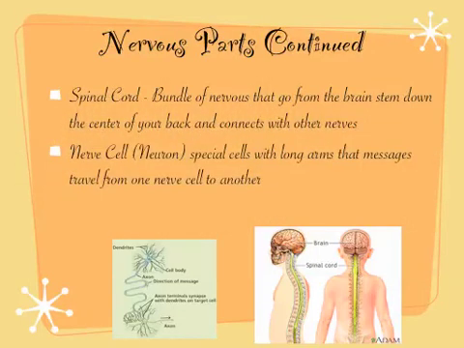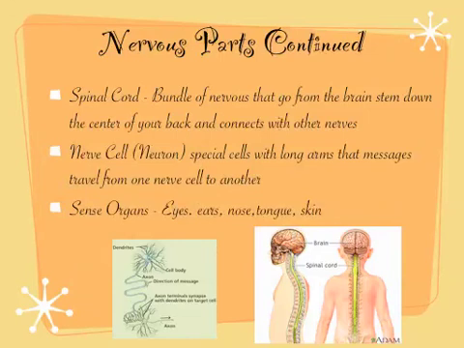Another part of the nervous system is a nerve cell, and we call these nerve cells neurons. They're very special cells. They have these long arms, and messages travel from one nerve cell to the other. You can see the picture below. The final part of the nervous system are your sense organs. So remember, a purpose is that the nervous system can sense change and respond to it. In order to sense change, you need these sense organs. So eyes, ears, nose, tongue, and skin are all organs that help you sense change.